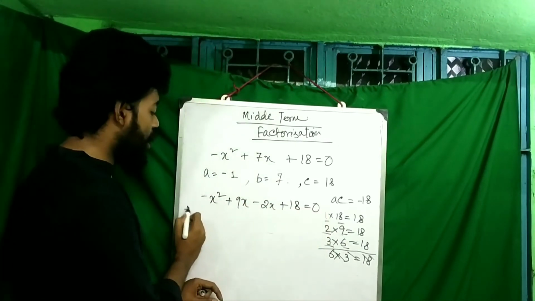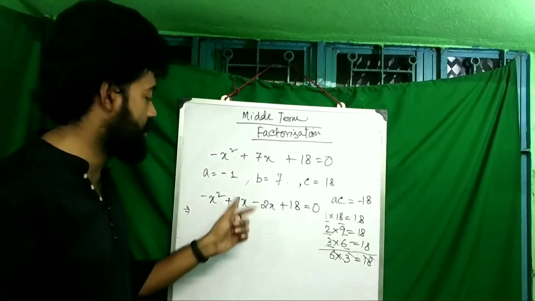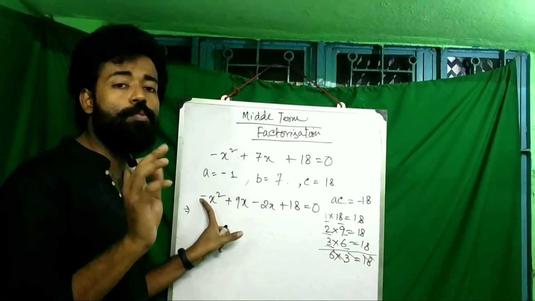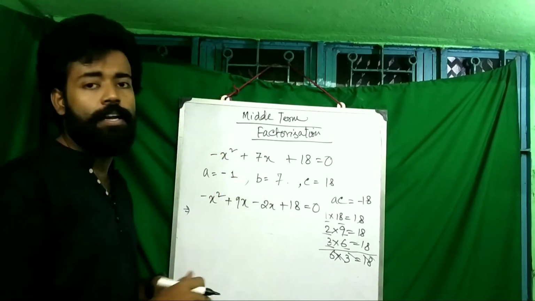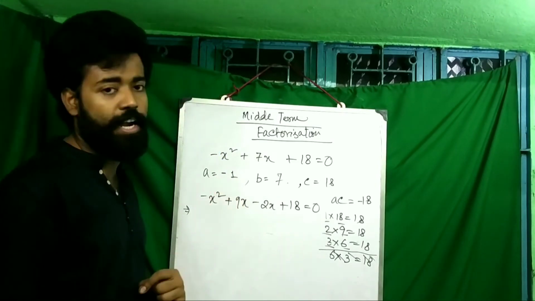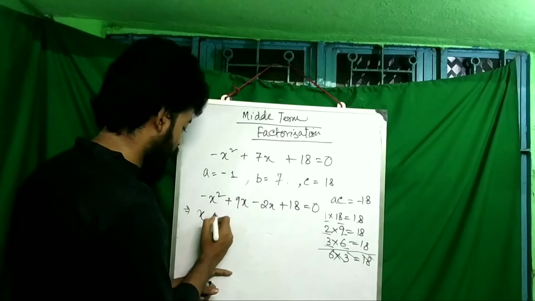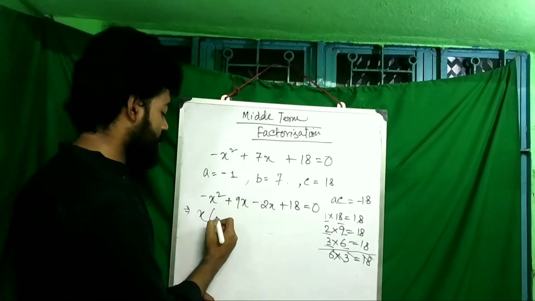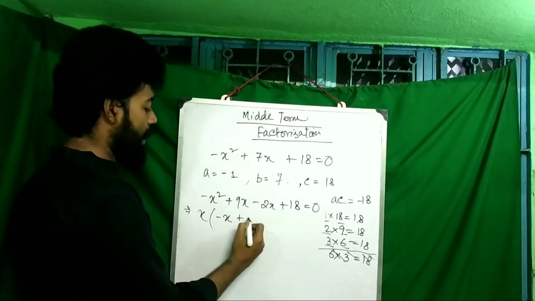Okay. Now factorize, see what is common between minus x square and x. So first we will see the numerical part. Between minus and 9, nothing is common. Next x square and x. What is common? X is common. So what remains? Minus x plus 9.